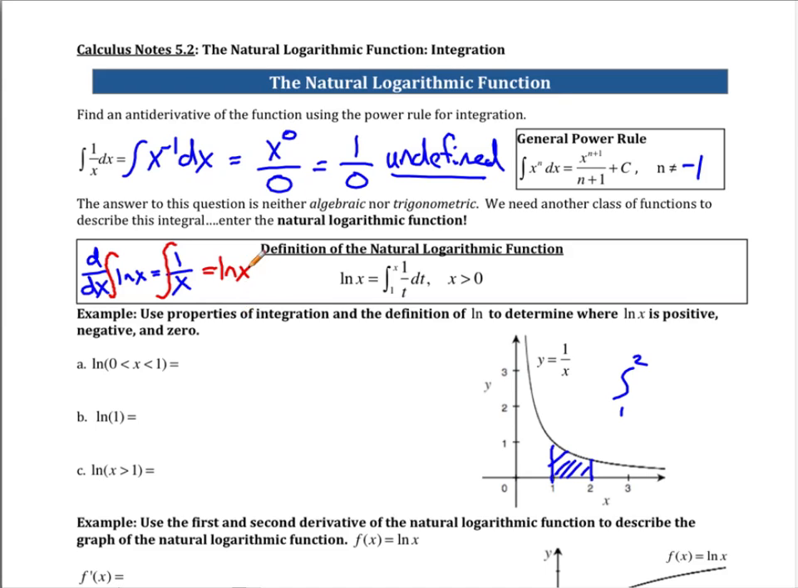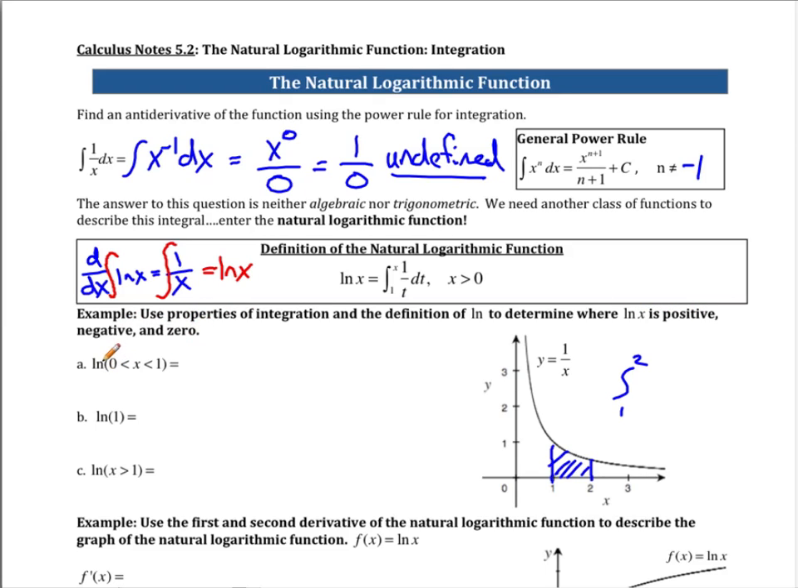Okay, and so this actually gives us the definition of the natural logarithmic function. So ln of x equals the definite integral from 1 to x of 1 over t dt. And here x has to be greater than 0, so it doesn't make sense for the natural log function to be defined for x less than 0 here. So instead of using the power rule here, the antiderivative of 1 over x is actually just the natural log of x. So in this example it says use properties of integration and the definition of natural log to determine where the natural log of x is positive, negative, and 0.